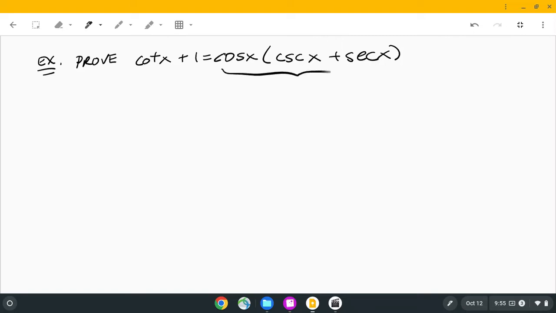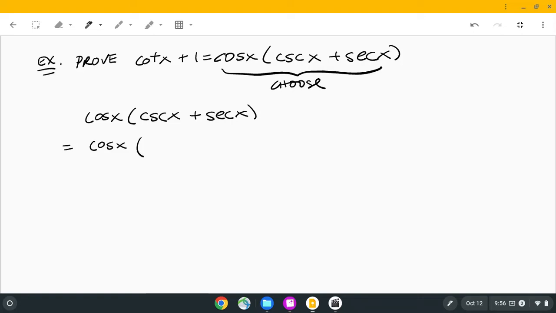Okay, so I'm going to go ahead and choose this side. It doesn't matter which side you choose. They look kind of equally complex. This one a little bit more. Cosine x times cosecant x plus secant x. Okay. So I'm going to use what I did in that last problem, and I'm going to try to change everything since I have like 3 different functions here. I'm going to go ahead and rewrite everything in terms of sine and cosine.